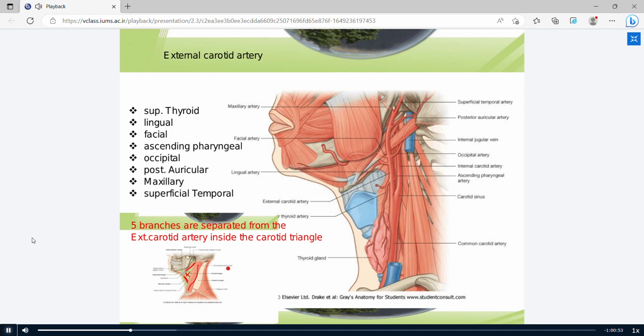Superior thyroid, lingual, facial, occipital, and maxillary. It's not right. Yes. Superior thyroid branch, lingual, facial, ascending pharyngeal, and occipital branch. Maxillary is wrong.